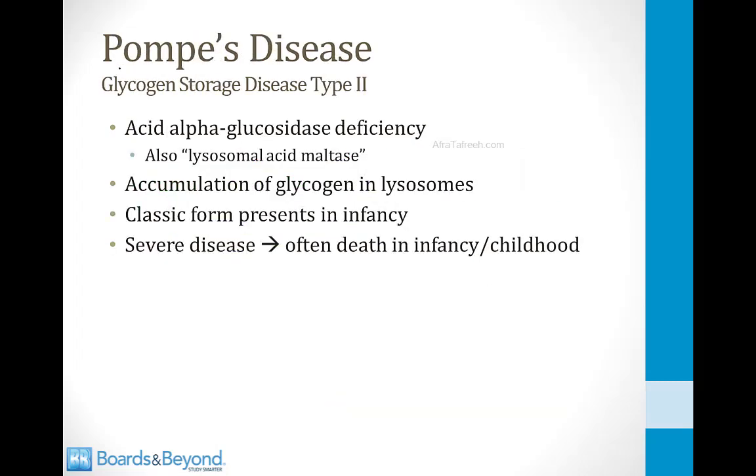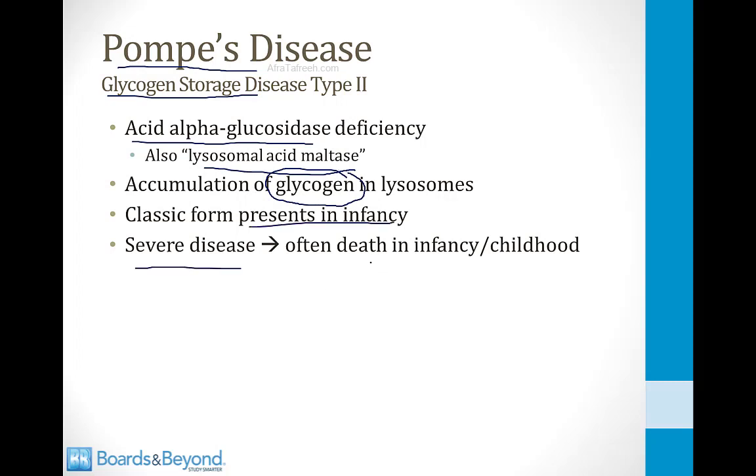I'll finish this module with one slide on Pompe's disease. Pompe's disease is both a lysosomal storage disease and a glycogen storage disease. I talk about this in more detail in the module on glycogen. For our purposes here, I will just remind you that it results from a deficiency of acid alpha glucosidase, which is also called lysosomal acid maltase. As a result, glycogen accumulates in lysosomes. That's why it's called a glycogen storage disease. The classic form presents in infancy with severe disease that often leads to death in infancy or childhood. And that concludes our module on the lysosomal storage diseases.